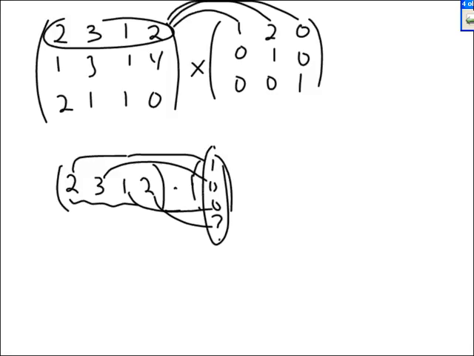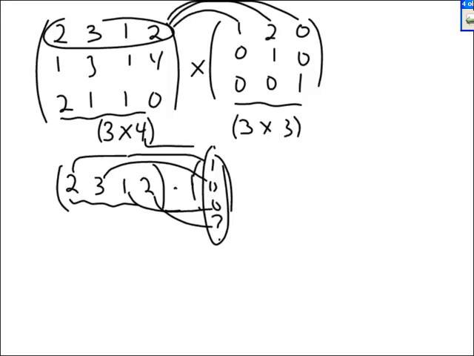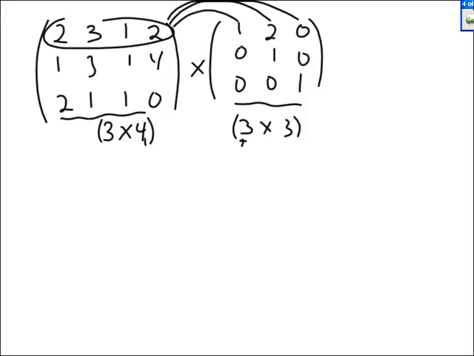For example, this problem has 3 rows, so this first matrix has 3 rows and 4 columns. This matrix has 3 rows by 3 columns. Since these are not the same, you can't do this problem. And notice that I figured out we couldn't do it without even finding the size of the matrices. But we're going to make this work.